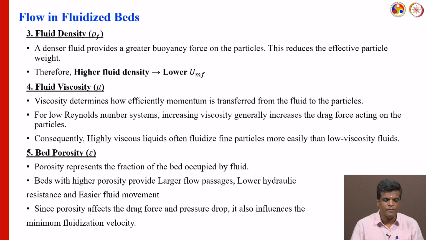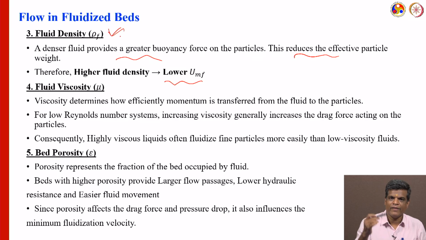Then next is the fluid density, that is rho F. A denser fluid provides a greater buoyancy force on the particle. This reduces the effective particle weight. So if the fluid density is higher, then we need lower UMF. This is the fluid density, not particle density. The fluid is what we are using: gas or liquid. If the fluid density is higher, then automatically a lower minimum fluidization velocity is needed.